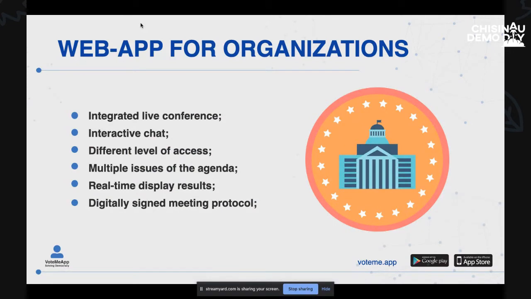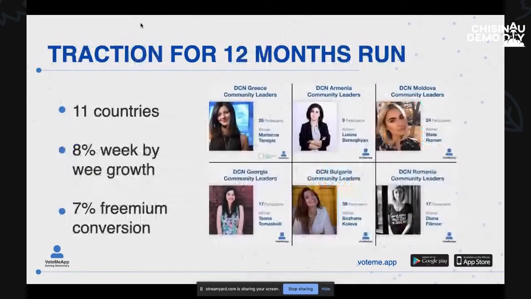After the pandemic, because some organizations reached out to us, we also developed a web app for organizations that allows them to organize live conferences and take real-time decisions. We offer them an interactive chat, different levels of access, and the possibility to add multiple issues on the agenda where they can vote in real time: yes, no, or abstain. And at the end, they also have a digitally signed protocol that they can attach to their organization's official documents.